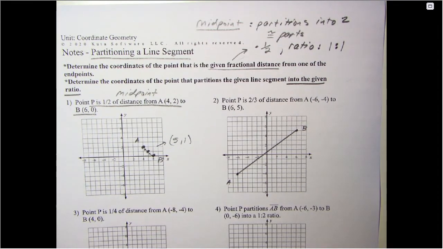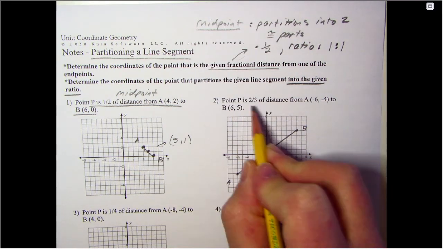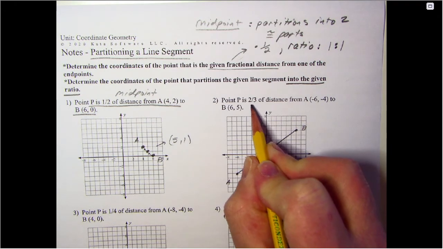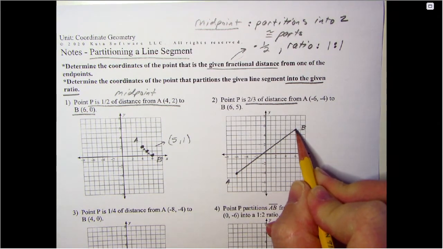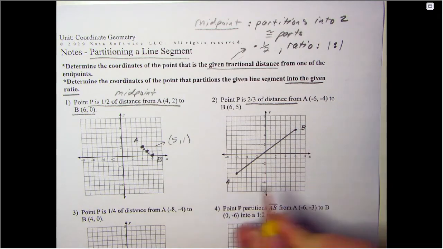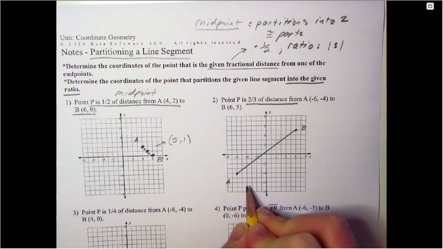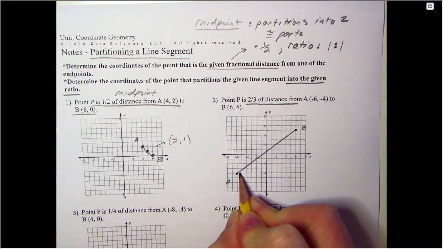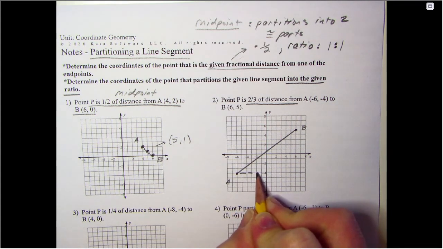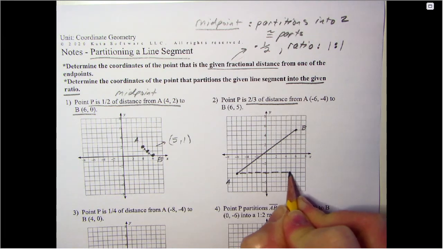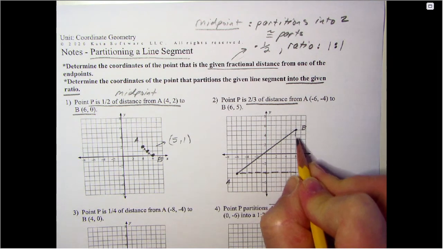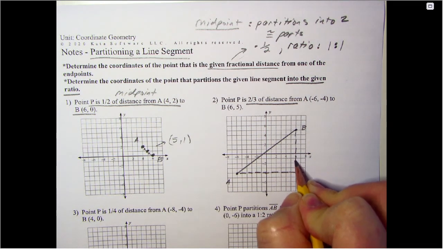All right, so I have this segment A to B, and we're trying to find the location of P, and P is 2/3 of the distance. So it's 2/3 of the distance from here to there. All right, so there are two ways to do this. And what I'm demonstrating here is actually where the formula is derived. The formula that we derived comes from the slope formula and a little bit of the distance formula.